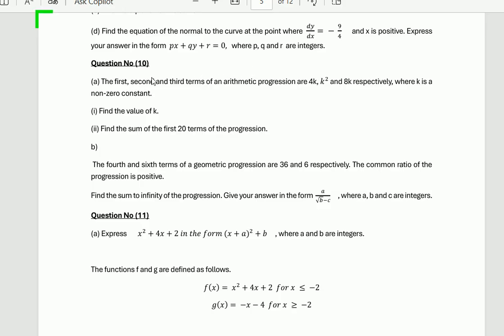For question number 10, the first, second, and third terms of the arithmetic progression are 4k, k squared, and 8k respectively, where k is the non-zero constant. First, find the value of k. Second, find the sum of the first 20 terms of the progression.